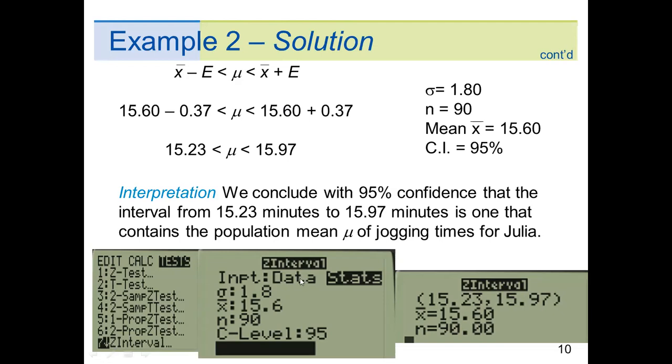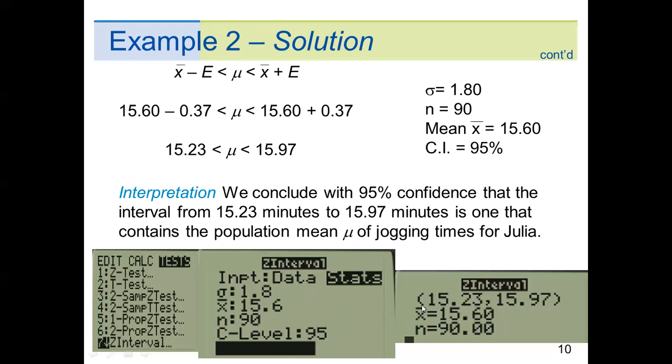All right, there's two things. He's asking me, do I have raw data or do I have statistics? I've got statistics here. What's sigma? It's 1.80. What's my X bar? It's 15.6. What's my n value? My n value is 90. What's my confidence level? It's 95%. Here again, I could use 0.95 or I just use 95. The calculator for some reason doesn't mind if I just use the whole number.